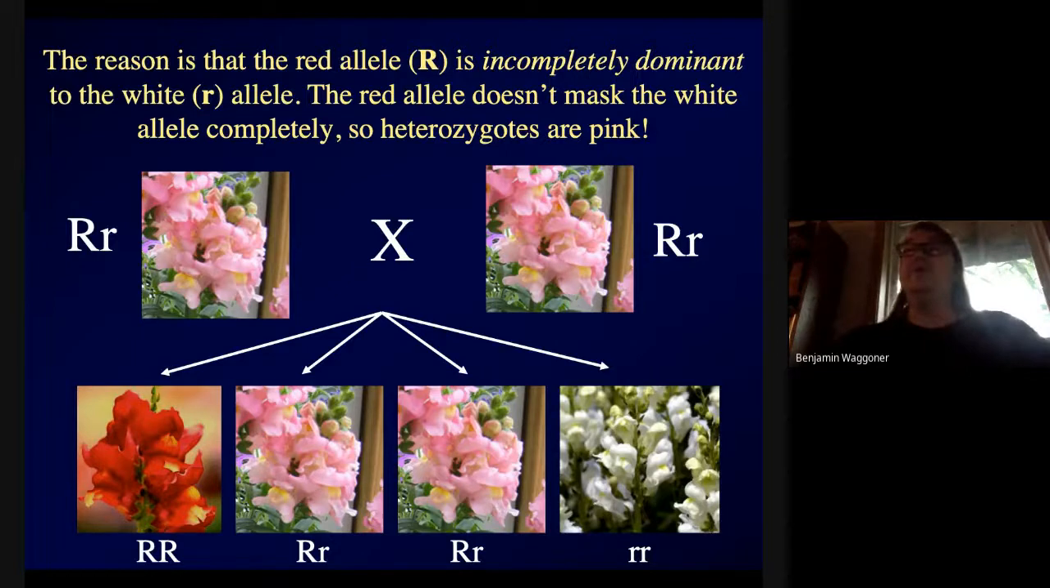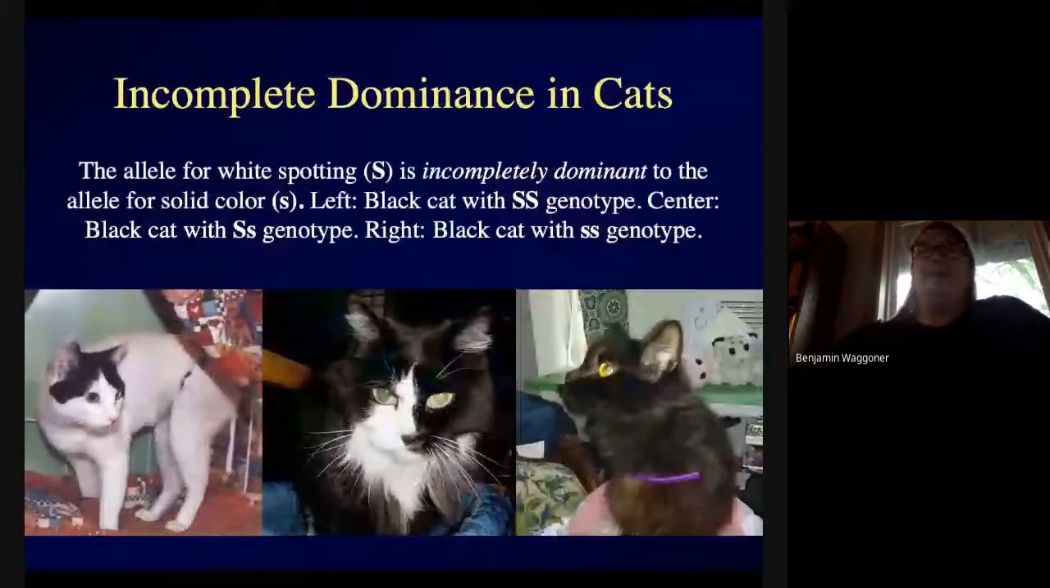And if you want a cool example of this in kitty cats, there's an allele for white spotting, and it happens to be dominant to the allele for solid color.